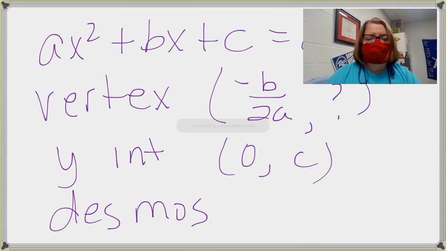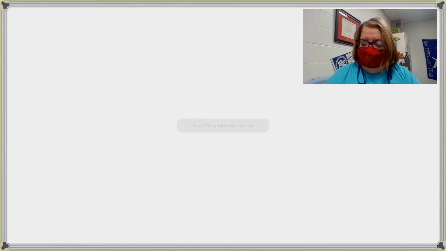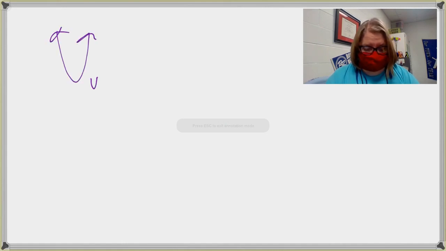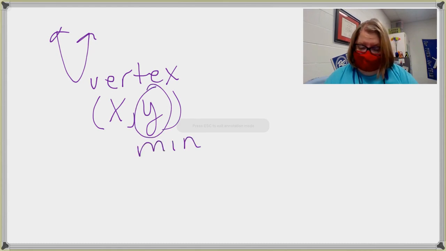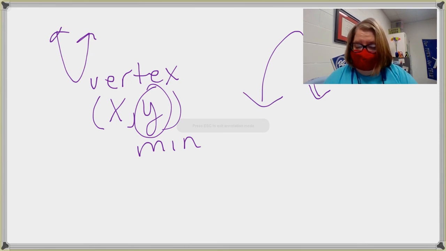A lot of these are really easy. It's just like graph or find the vertex, axis of symmetry, minimum and maximum. Remember that if your parabola opens up, you're looking for your vertex, and you have an x and a y. If your parabola opens up, this is your minimum. If your parabola opens down, this vertex is now the highest point of that parabola, so this is now your maximum. So when it asks for minimum and maximum, do it that way.